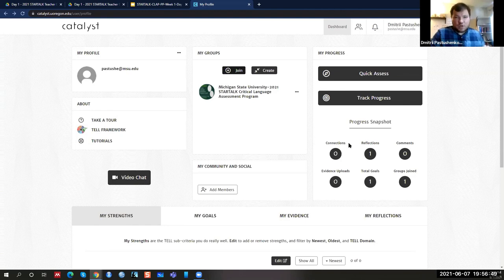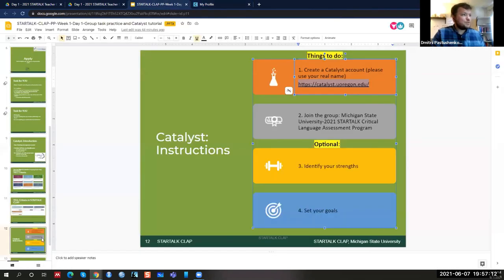So everyone is a Catalyst user now. Everyone join our group. You can find our TELL criteria there. Play with it. It's an interesting system. It's like D2L, but a little bit more user-friendly. It has discussions too, which is kind of cool. You can do something like Zoom there, if I'm not mistaken. But I guess we're all tired of Zoom anyway. So that's it for today. Just create a Catalyst account and join the group.